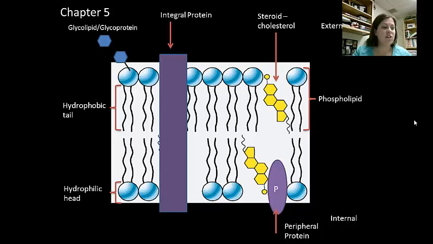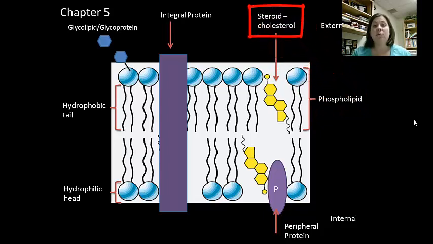Chapter 5 says you need to know the function of the plasma membrane and the structures that make up the membranes. Okay, well, here it is. This is straight out of your notes, guys. Make sure that you can label a phospholipid. Remember that the plasma membrane is a bilayer of phospholipids.